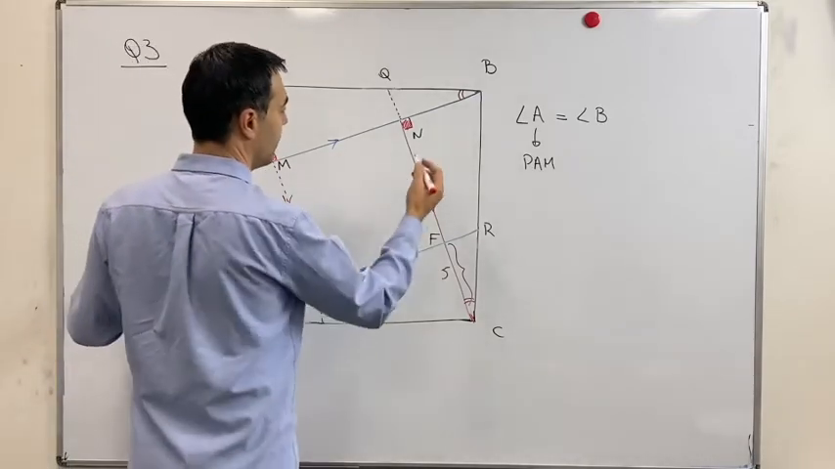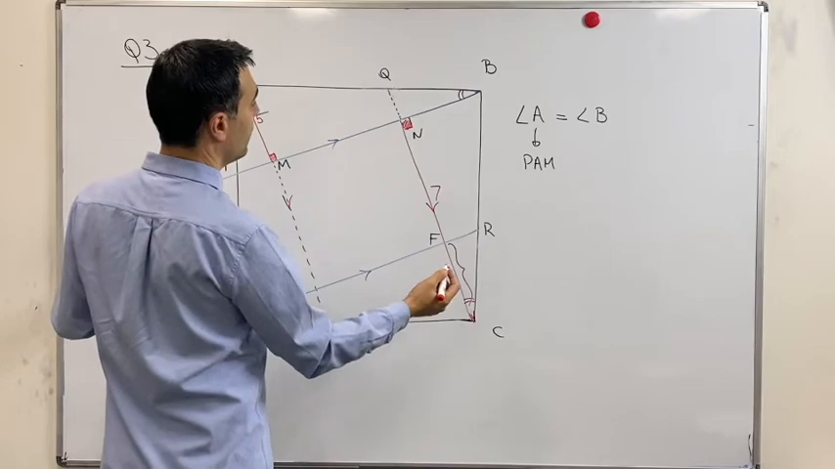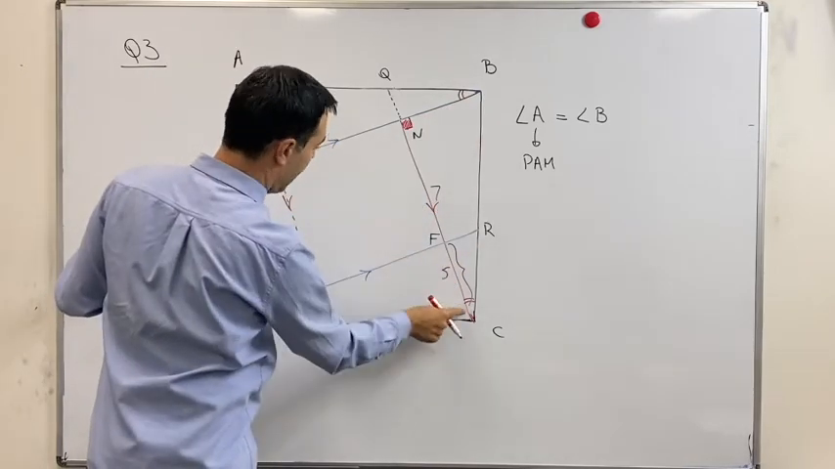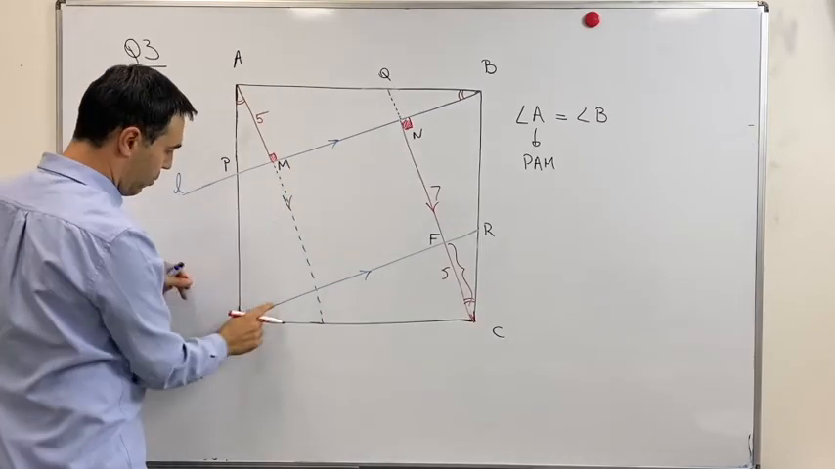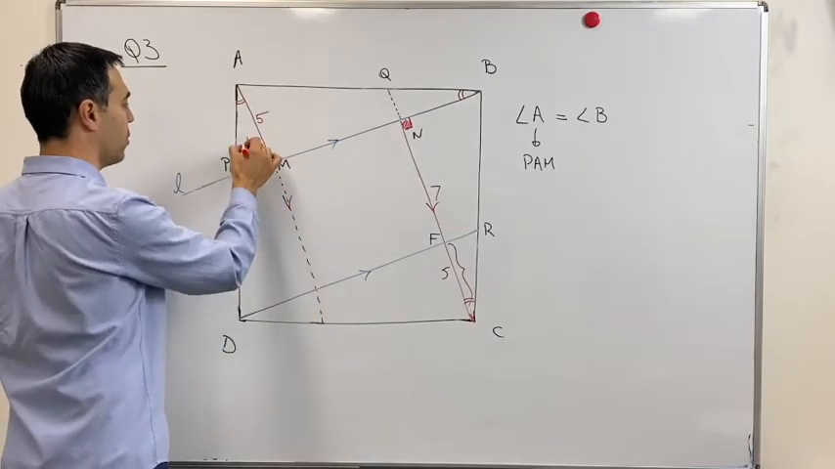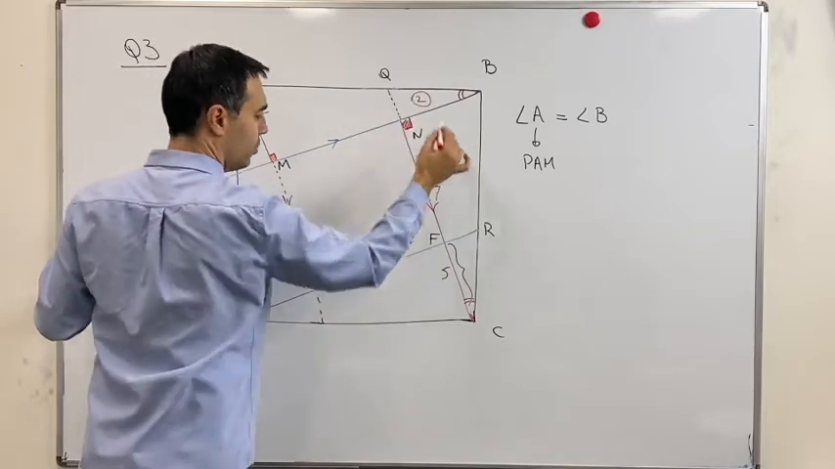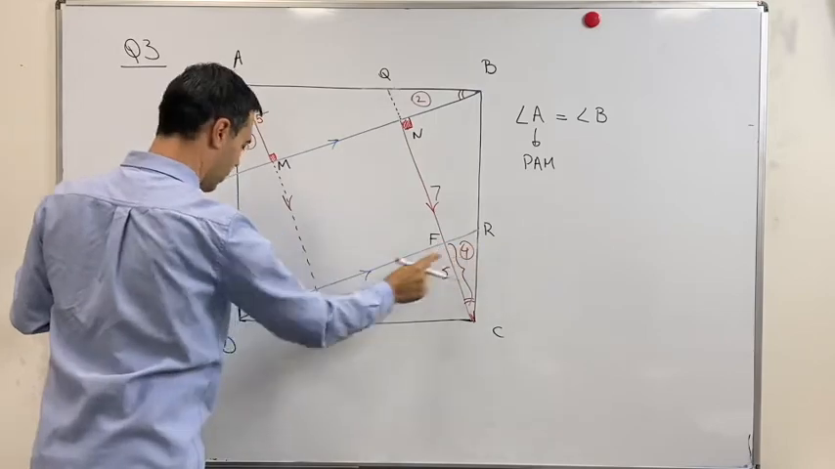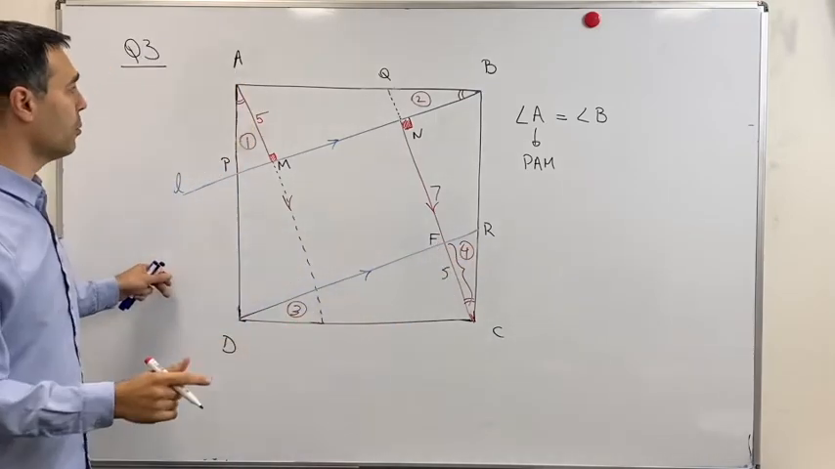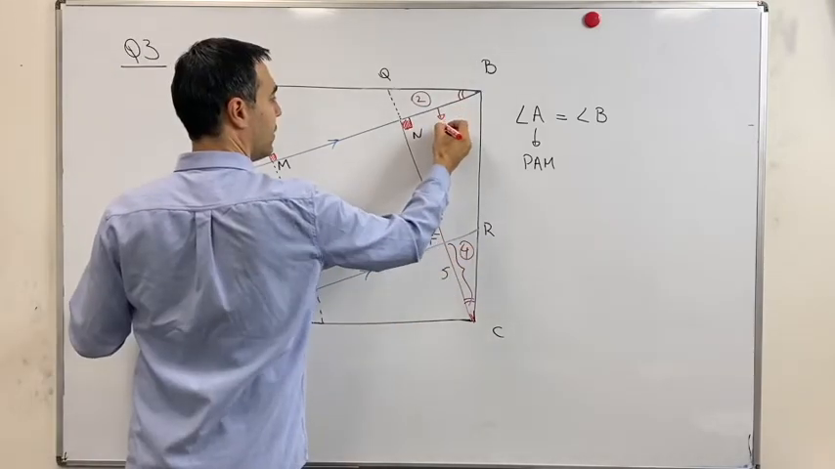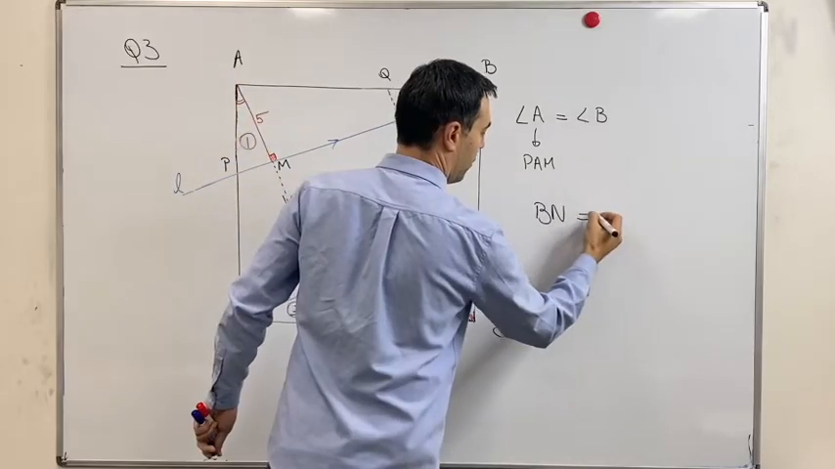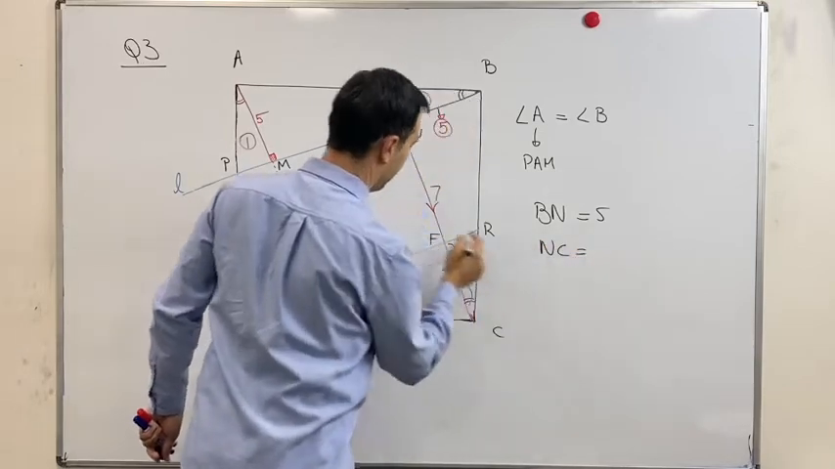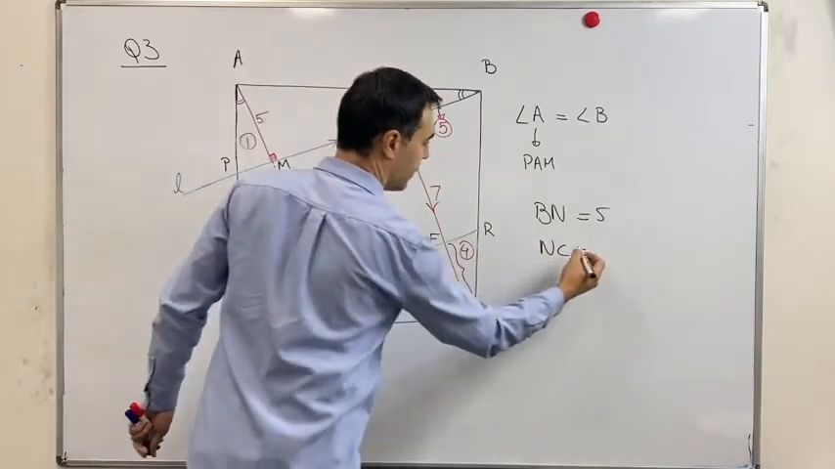Actually, we show that. So again, what we know is BN, which is same as FC, which is same as AM, which is same as this one. So let's again name them: triangle number 1, 2, 3, and 4. So triangle number 1, 2, 3, and 4 are congruent. BN is 5. BN is 5. And the question gave us that this is 7.